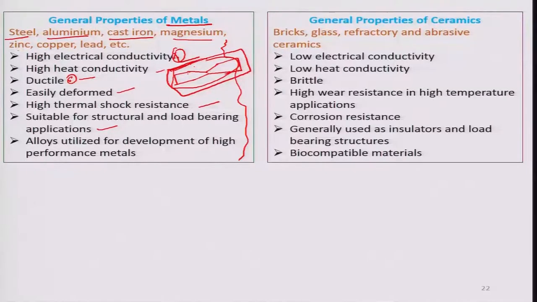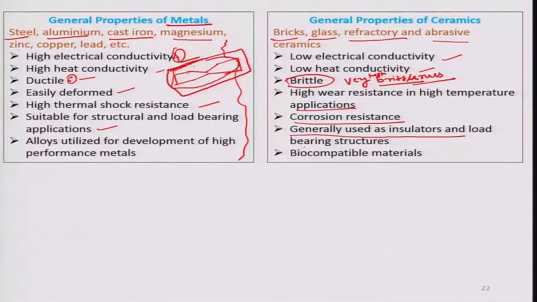Second, properties of ceramics. The common ceramics available are bricks, glass, refractory and abrasive ceramics, and these materials have several properties: low electrical conductivity, low heat conductivity, brittle in nature. Ceramics are very brittle, you know, very high brittleness. High wear resistance in high temperature application, corrosion resistance, generally used as insulator and load bearing structure, and biocompatible materials.